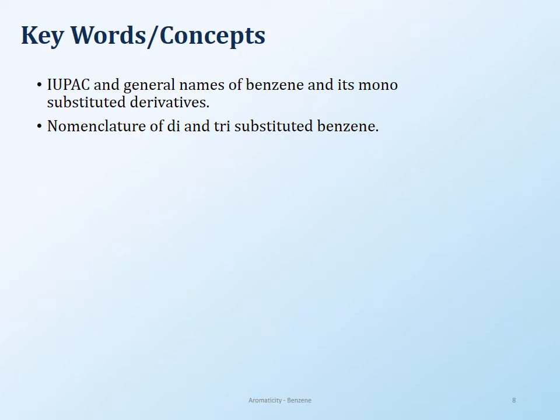So the keywords and the concepts for nomenclature is, of course, know all the naming, know all the general names, know the ortho, meta, para for the di and tri substitutions, and make sure you know all your base names properly.